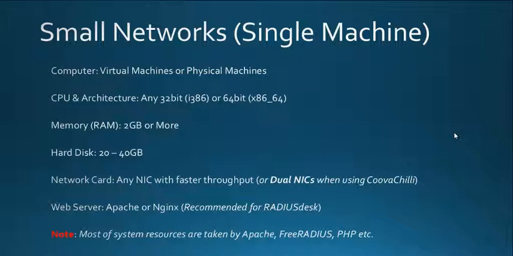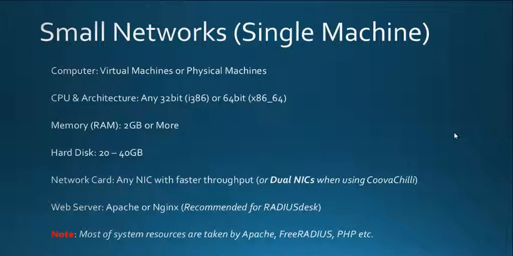For hard disk space, hard drives are also very cheap. So here I'm putting 20 to 40 gigs as a good minimum. You can have a very cheap 500 gigs of hard drive, and you can connect it to a machine that you can use as a server to run RADIUSdesk.